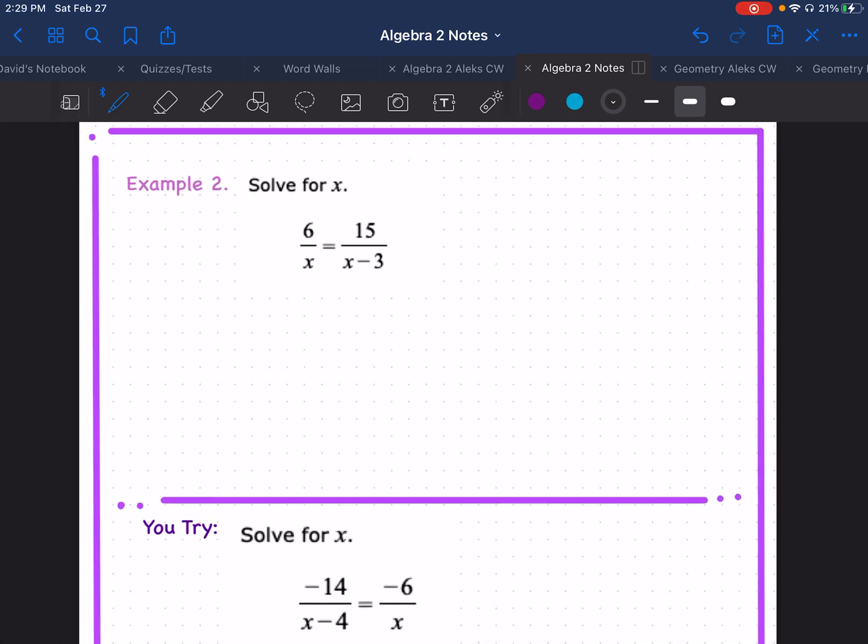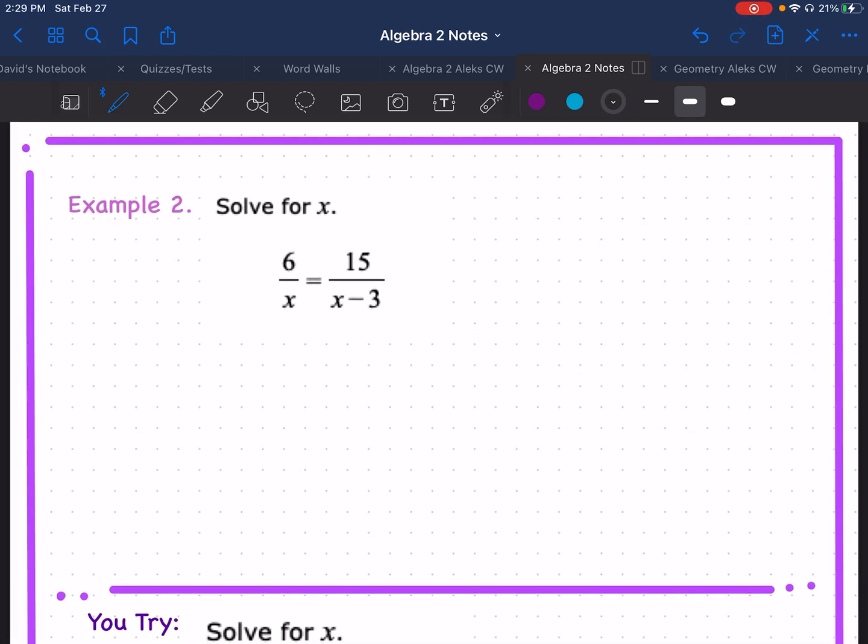Okay, just checking to make sure that that was the end of the slide. All right, example number 2. Notice in example number 2, we have a very familiar cross multiplication problem. So we're going to go ahead and cross multiply. 15 times x and 6 times x minus 3.